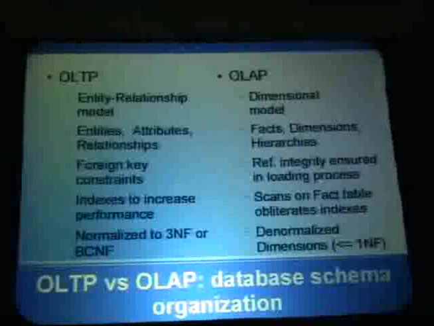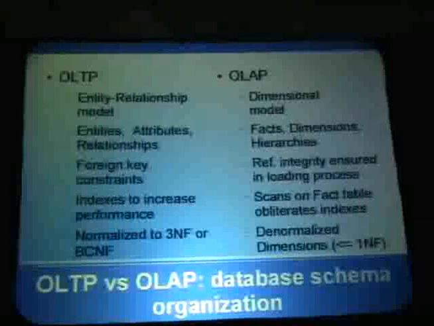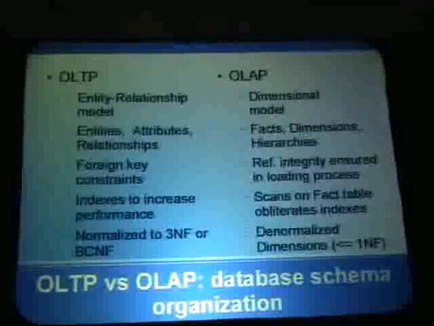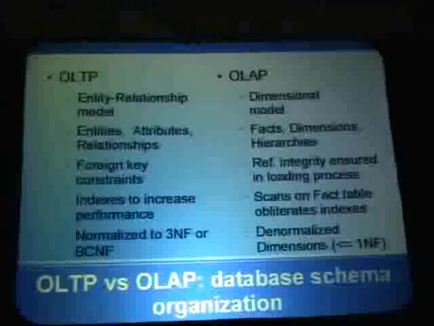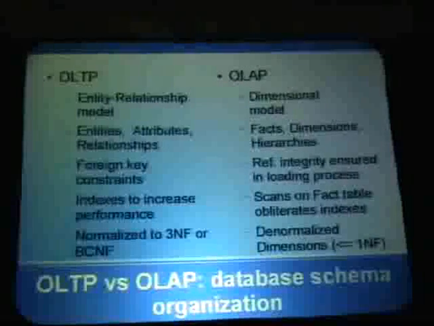Okay. So in order to support this different kind of application, you need a different organization in the schema. And that's where you see a lot of big differences. OLTP databases are usually designed using entity relationship modeling. And you're talking about entities and the relationships. You're using foreign keys to enforce those relationships and indexes in your schema to make certain searches faster.